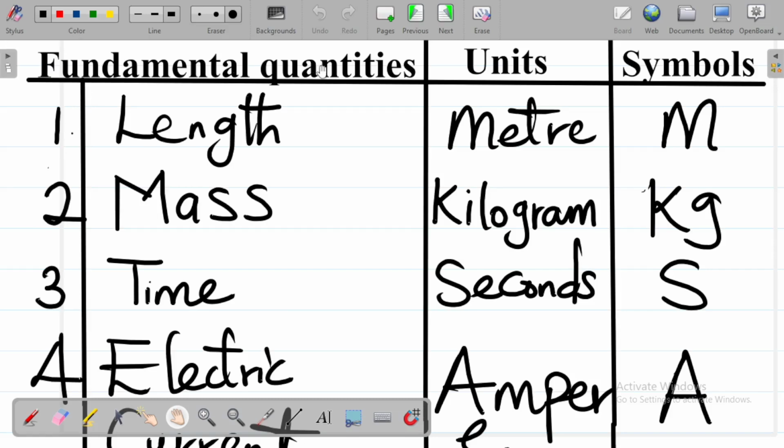Here we have fundamental quantities, we have the units, and we have the symbols. The first type of fundamental quantity we have here is length, and length is measured in meter, and the symbol for meter is m. And also we have mass. Mass is measured in kilogram, and the symbol for kilogram is kg. We also have time. Time is measured in seconds, and the symbol for second is s.